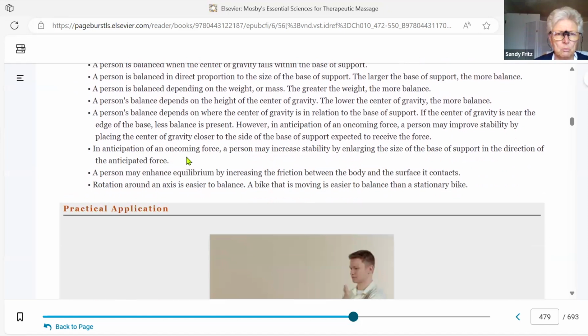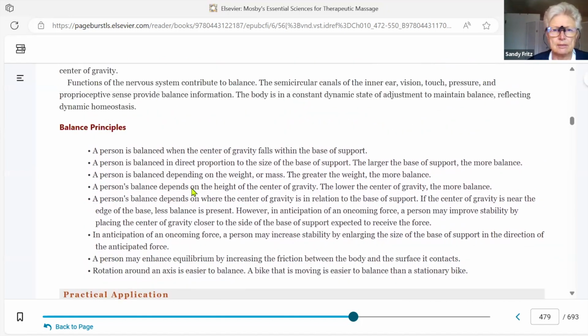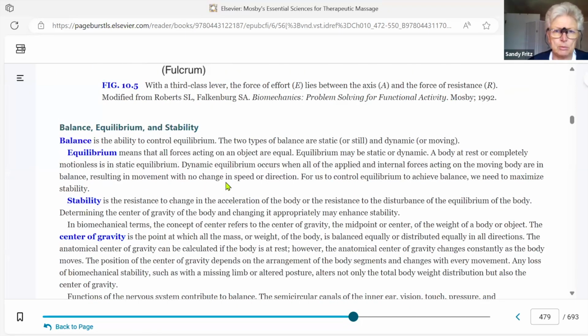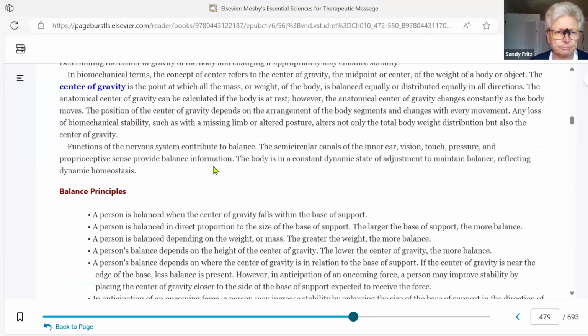And one of the assessments that you can do for checking to see how well a person's going to be able to walk is to see if they can stand on one foot. If they can't stand very well on one foot, they're not going to have the equilibrium needed to be able to transfer the weight from one foot to the other as we move forward in gait.